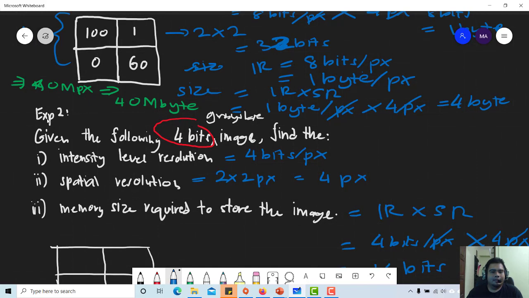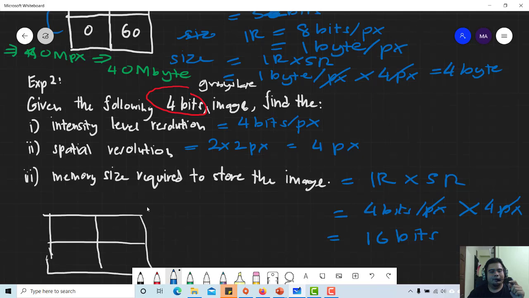I change the question. Given the following 1-bit image, find the... even though I don't mention grayscale, a 1-bit image is not grayscale, it's binary. Remember, if the intensity level resolution is 1 bit, it becomes binary. Even if I don't mention binary, you can still calculate that. The intensity level resolution should be 1 bit per pixel. Spatial resolution depends on how many boxes here. It's 2 times 2. Then you can calculate the memory size.